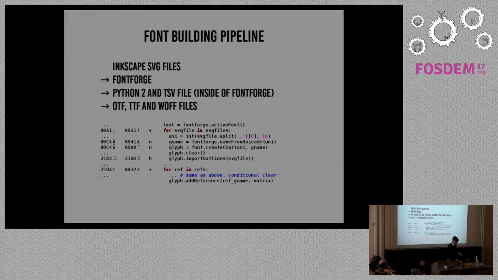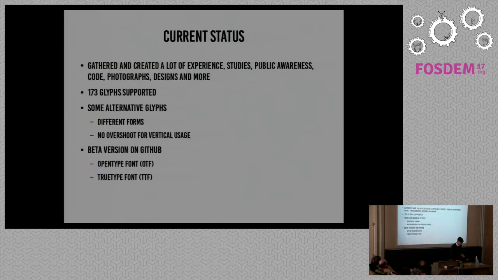So, at the moment we have 173 glyphs designed. Some are alternative forms. We have some with an overshoot. If you use it for horizontal typesetting, you can keep it; if you have vertical typesetting, you can disable this. And as of today, the beta version of this font is available on GitHub.